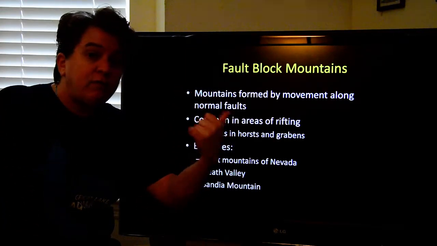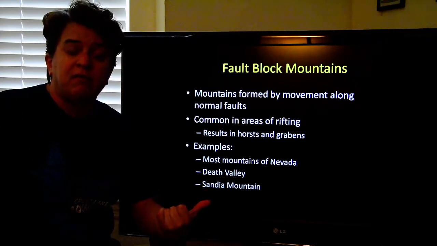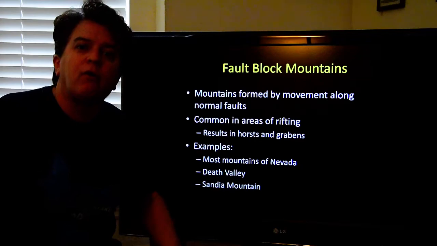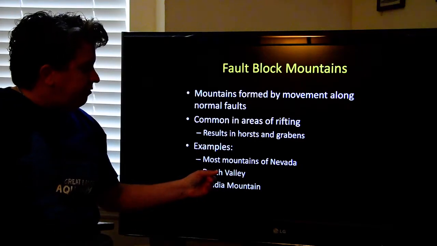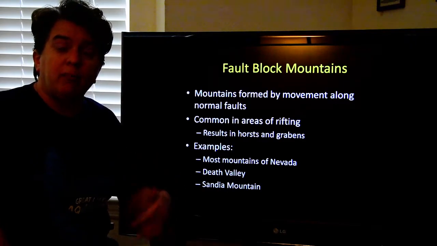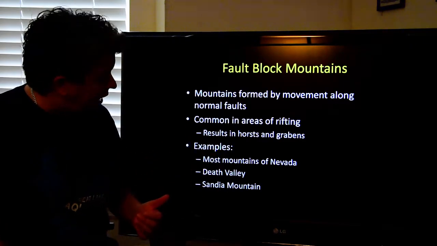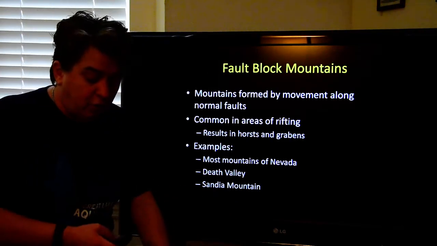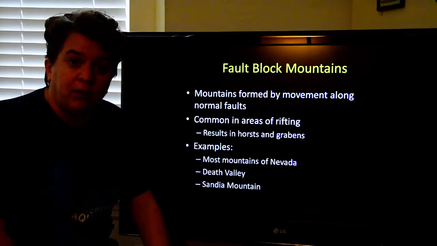If you look to the west, you'll see the Spring Mountains. You look to the east, you see Frenchman Mountain. Those are your up-thrown blocks. Those are the horsts. Same thing you'll see in Death Valley. If you're in Death Valley, you're standing in a graben looking at horsts to either side. And also in Albuquerque, Sandia Mountain is a good example of one of these fault block mountains.